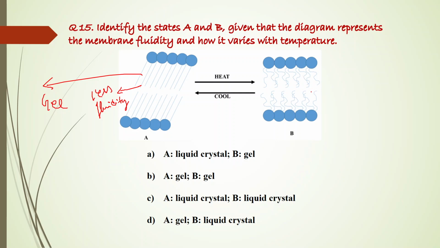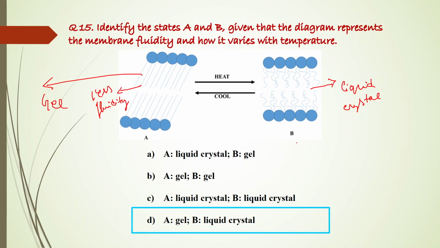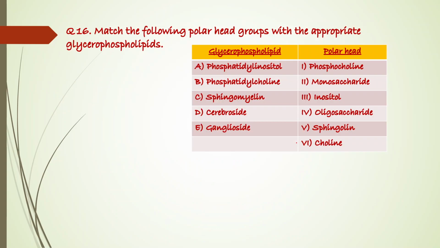And this kind of randomly oriented structure for bilipid membranes is known as liquid crystal. So what should be our correct option? A is our gel state and B is our liquid crystalline state. So the only option that matches it is option number D. So this was our correct answer. Moving to the next one.